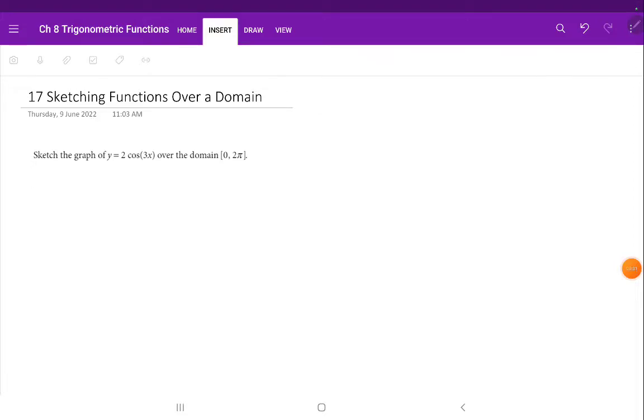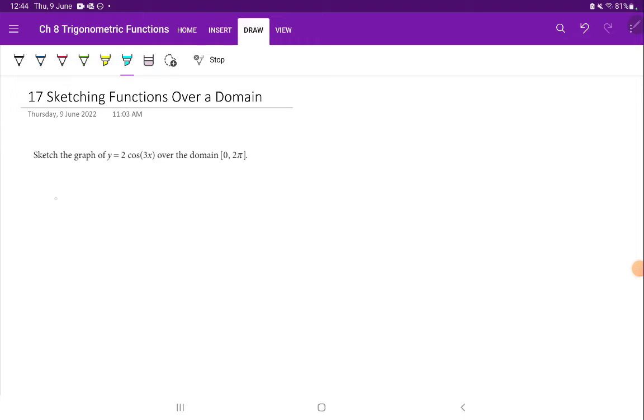Alright, let's continue this sketching game, but this time, instead of being just a general function that goes on forever, we're given a specific domain, and that domain is 0 to 2 pi. So you don't want to go above it, don't want to go below it. Thankfully, this function's quite nice. No reflections have been made. A value is positive and B value is positive, so no reflections.